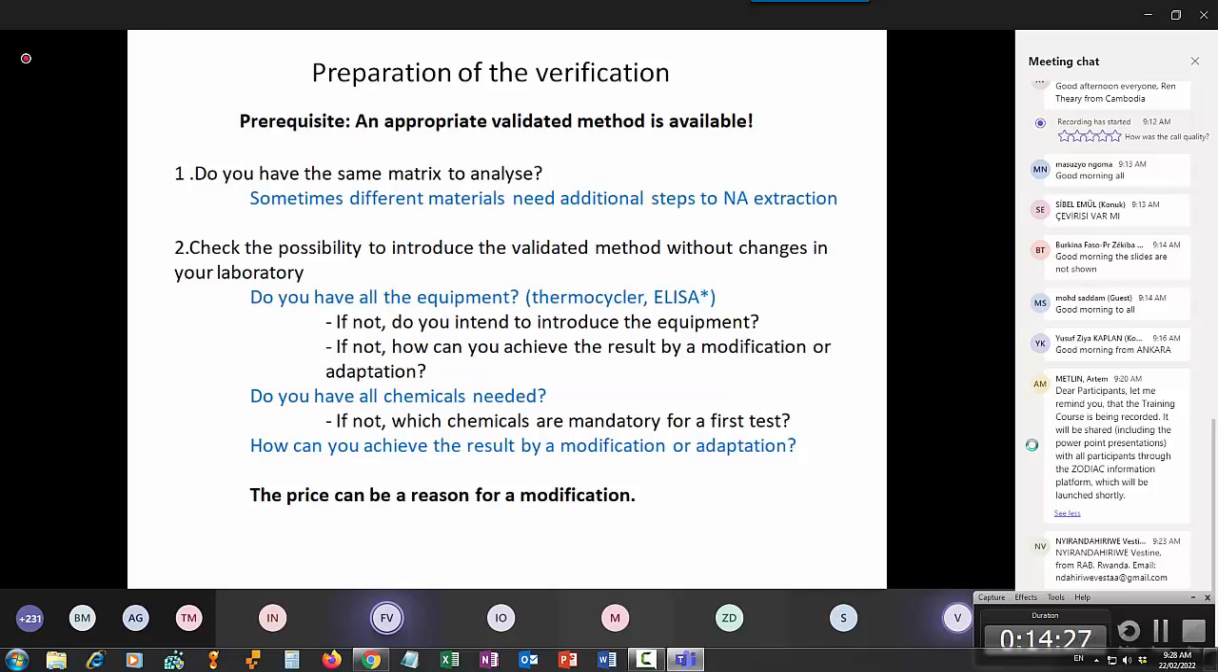Then think, can you achieve the result by modification or adaptation? So just consider, maybe it will not work if I do this, or maybe it will work if I change just this. Again, if we are talking about chemicals, then price can be quite a reason for modification, because some reagents are expensive, others are cheaper and maybe easier to obtain. But then again, think, will they work or not?